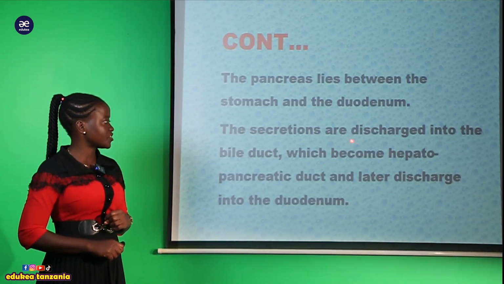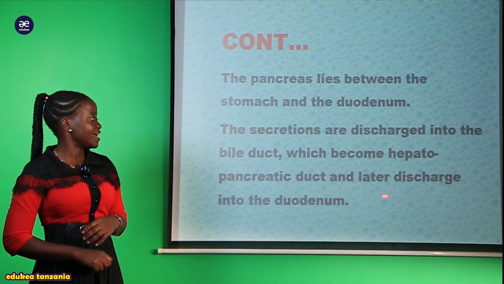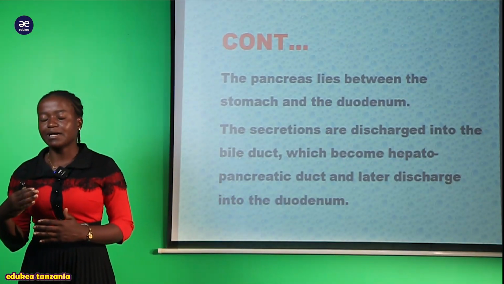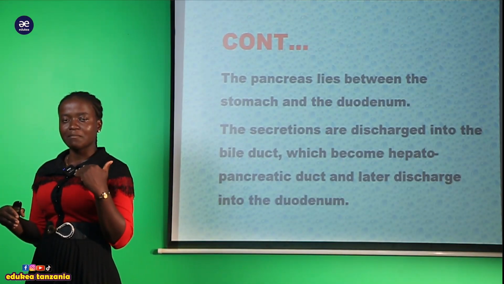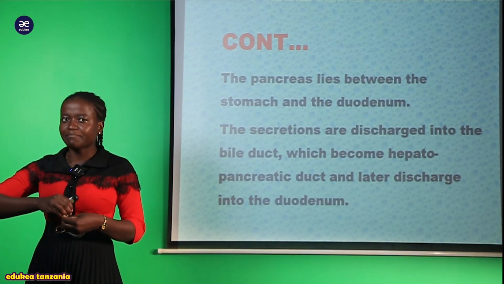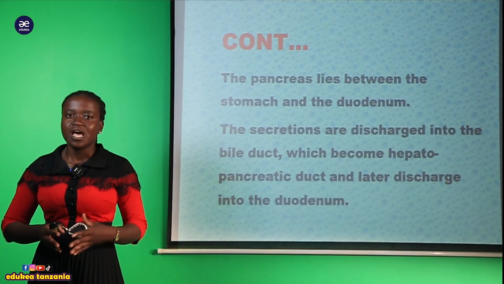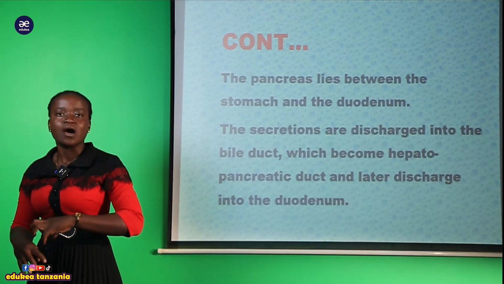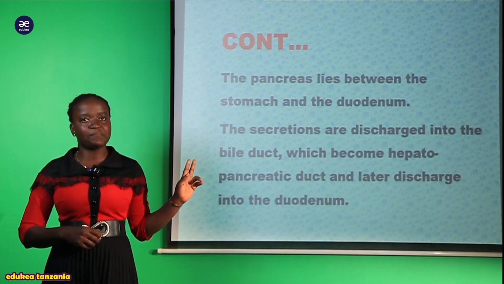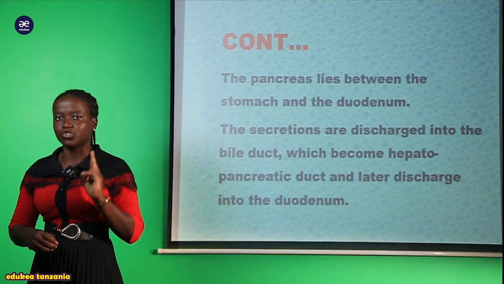And also the secretions are discharged into the bile duct, which becomes the hepatopancreatic duct and is later discharged into the duodenum. Sasa kwa kuwa pancreas lies between the stomach and the duodenum, tunasema sasa zile secretion au yale material ambayo yanatoka kwenye bile ni rahisi sana kuingia ndani ya duodenum ili aweze kufanywa neutralization na kuenda kufyonzwa kwenye structure ambayo inaitwa ileum kwa wepesi zaidi. Kwa sababu tu ya location ya hii pancreas inakopatikana. It is found between the stomach and the duodenum.